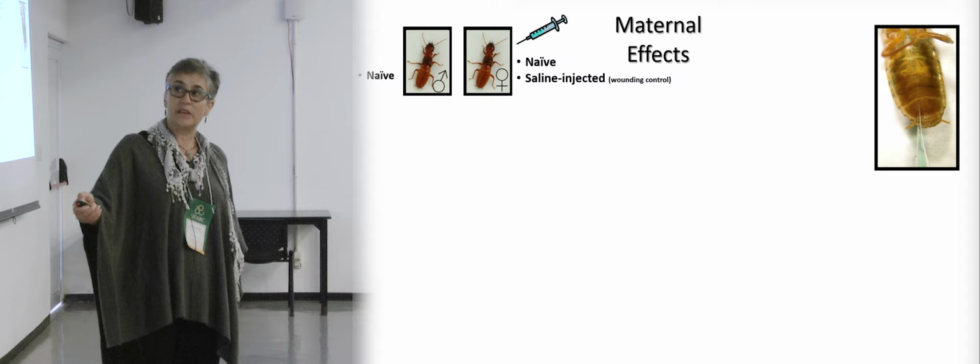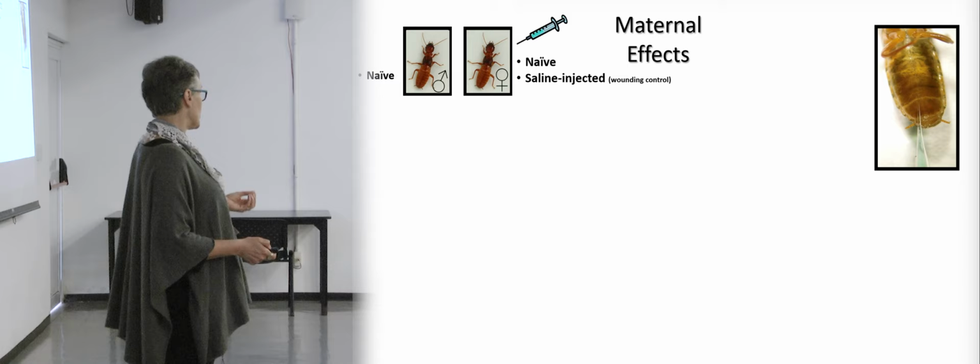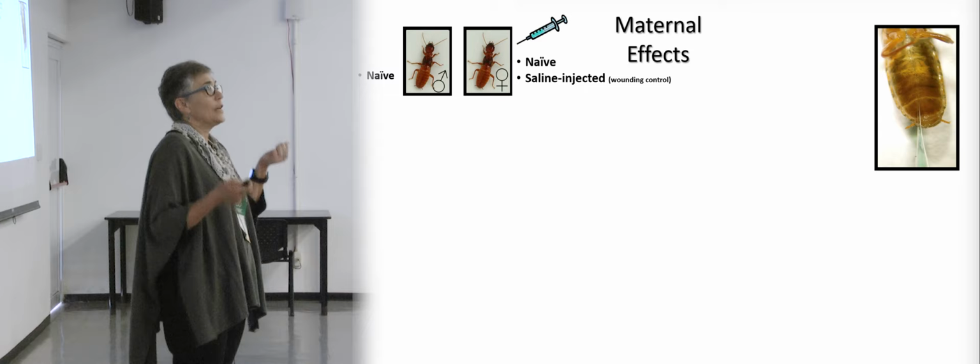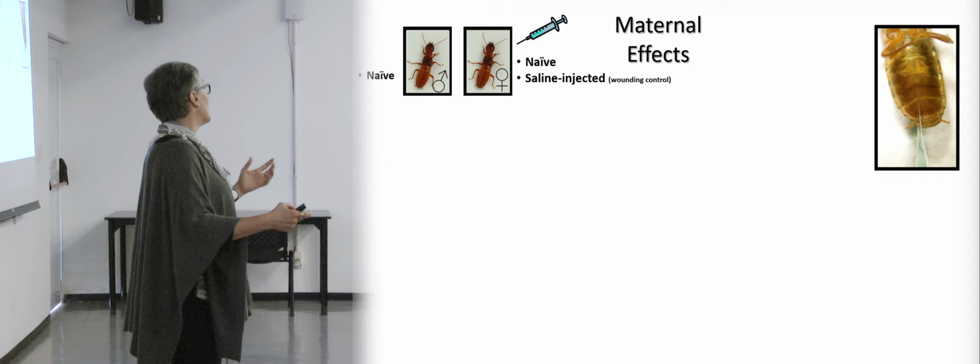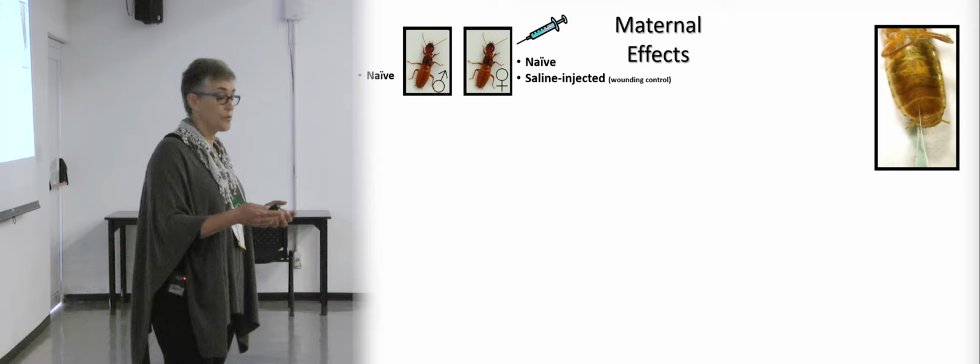The females were either naive, again, nothing was done to them, or we injected them with a saline injection, just pure sterile saline, in order to understand the effect that just puncturing the cuticle may have, because there's evidence that even if you puncture the cuticle, that in itself already initiates the immune system, okay? Breaking the cuticle seems to already elicit some kind of immune response.